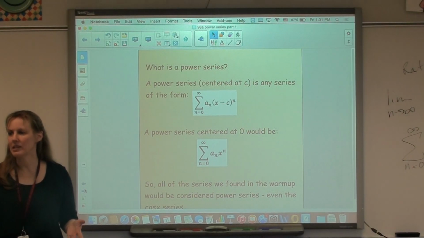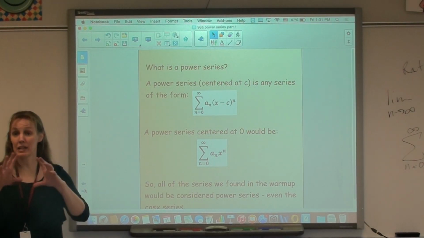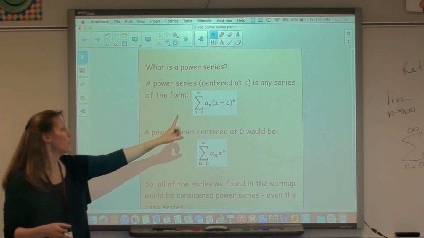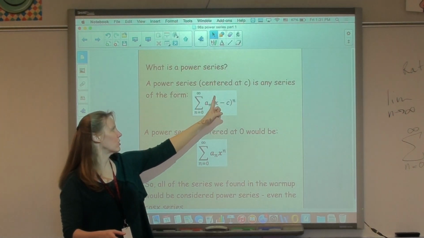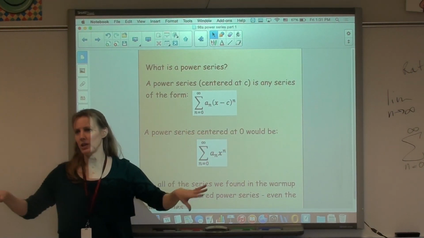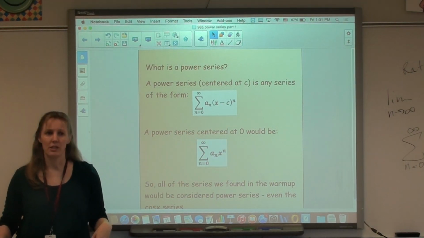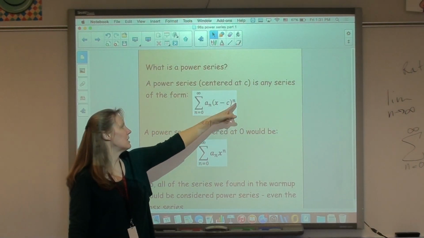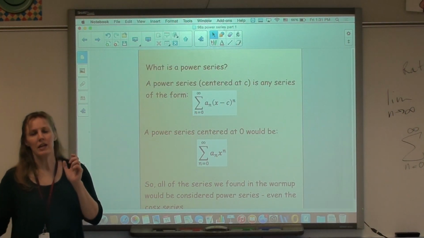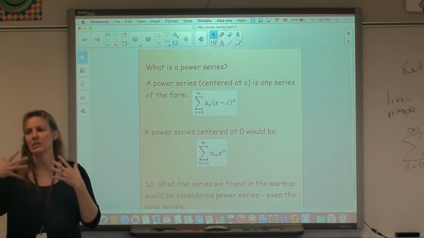A power series is just a series that has an x minus c to the n in it. All right? So remember, x minus c, that's your x with your center where you've got your Taylor or Maclaurin polynomial, right? So this is that x minus c to the n. The a sub n does not mean numerical coefficient. It means the nth rule of a series.